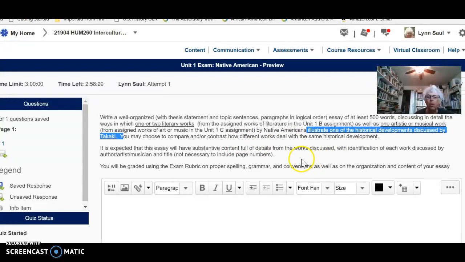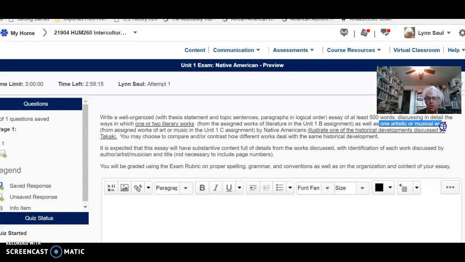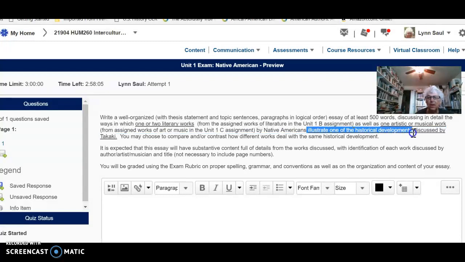So let's see, what are the key words here? One or two literary works, one artistic or musical work. And how those illustrate one of the historical developments which are discussed in Takaki. So those are the key words that you have to pay attention to.